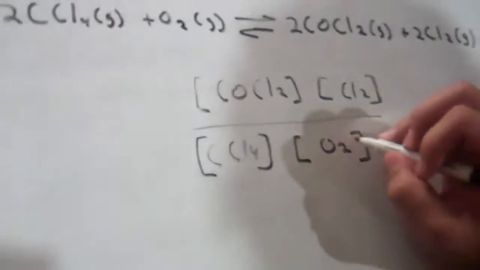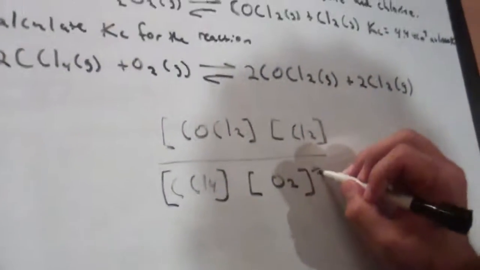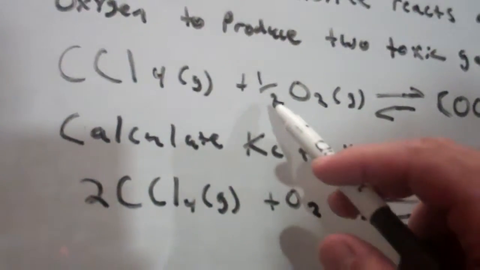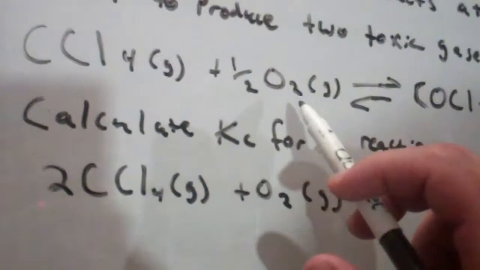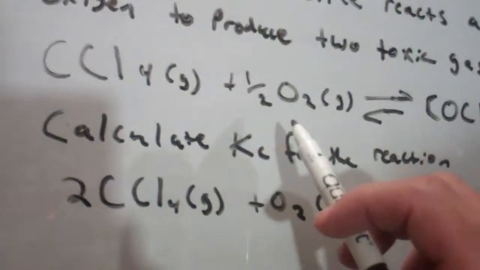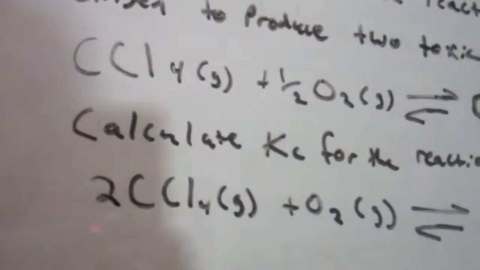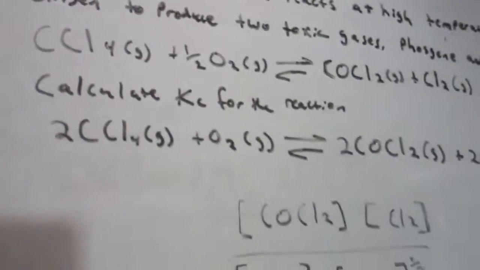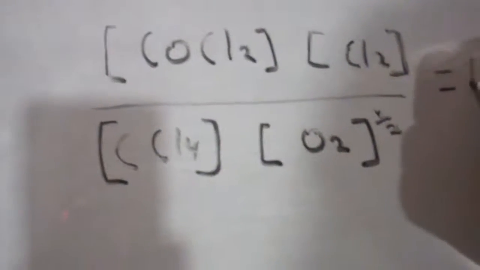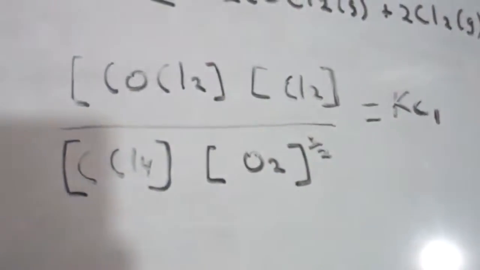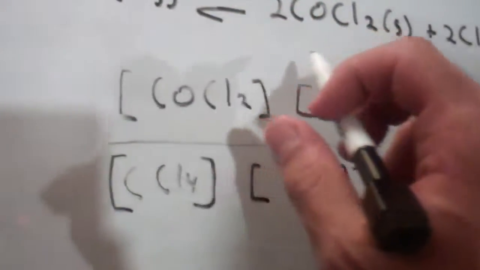Now we're going to put the O2 to the power of 1/2, because as you can see on the reactant side, the coefficient is 1/2. So whenever there's a number in front of the element or the compound, you're going to raise it to that power. So whatever the coefficient is, that's going to be the power. So that's how they get the first equilibrium coefficient. We want to get this one.